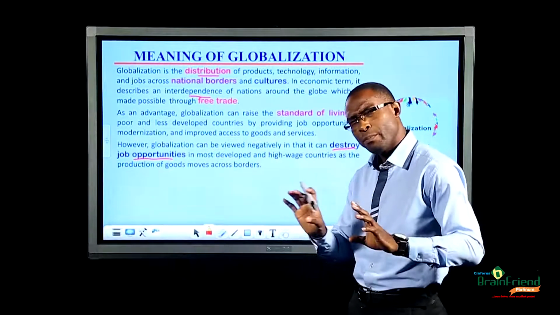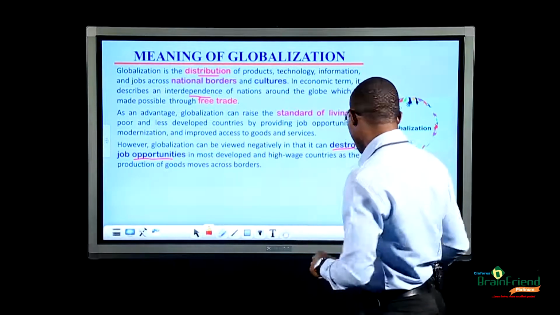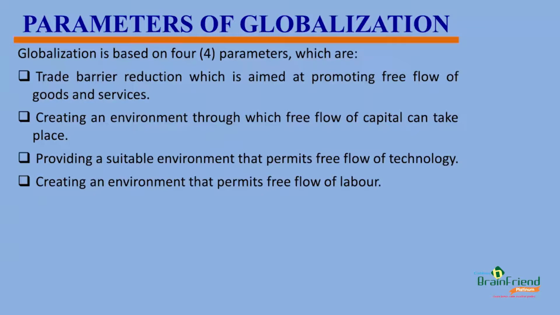Let's look at the parameters of globalization. Now, there are basically 4 parameters of globalization. These parameters are that trade barrier reduction, which is aimed at promoting free flow of goods and services. That means there should be trade barrier reduction in order to encourage the free flow of goods and services.